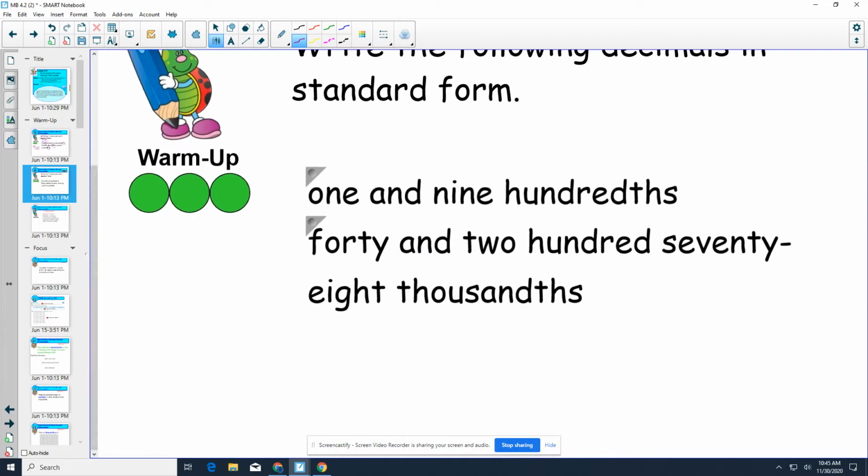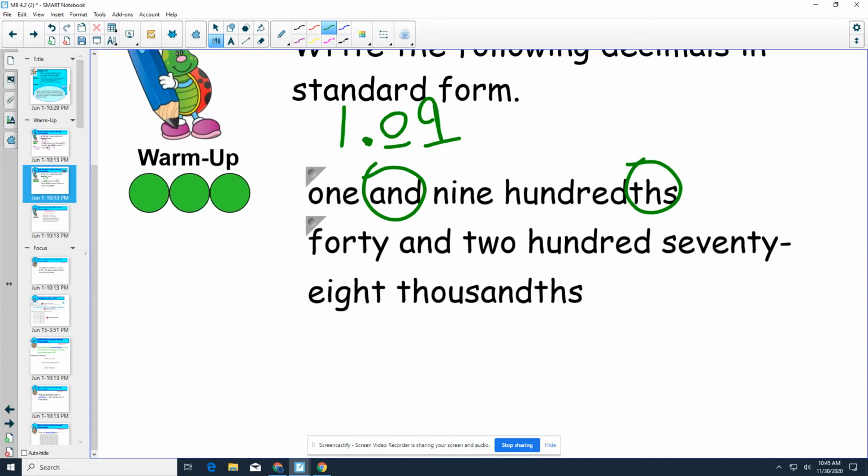The next one here we want to look, and again I see "and" and I see THS, which tells me it's going to be to the right of the decimal. So I have 1, and I know "and" means my decimal, 9 hundredths. So I go tenths, hundredths, and I see it's not a two-digit number, so I put my 9 in the hundredths place and fill in the empty spot with a 0.